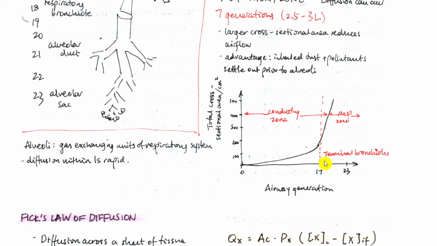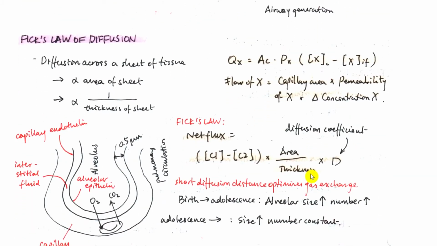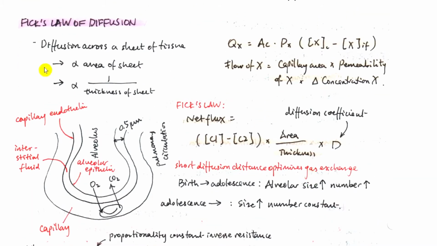And then as we get to the terminal bronchioles and then cross over into the respiratory zone, the cross-sectional area increases massively. And why is this increase important? Because of diffusion. So diffusion occurs across a sheet of tissue, and the rate of diffusion is proportional to the area of the sheet and inversely proportional to the thickness of the sheet. So basically, if you want something to diffuse fast, you want a thin and very large surface area sheet. And this is governed by Fick's law of diffusion.